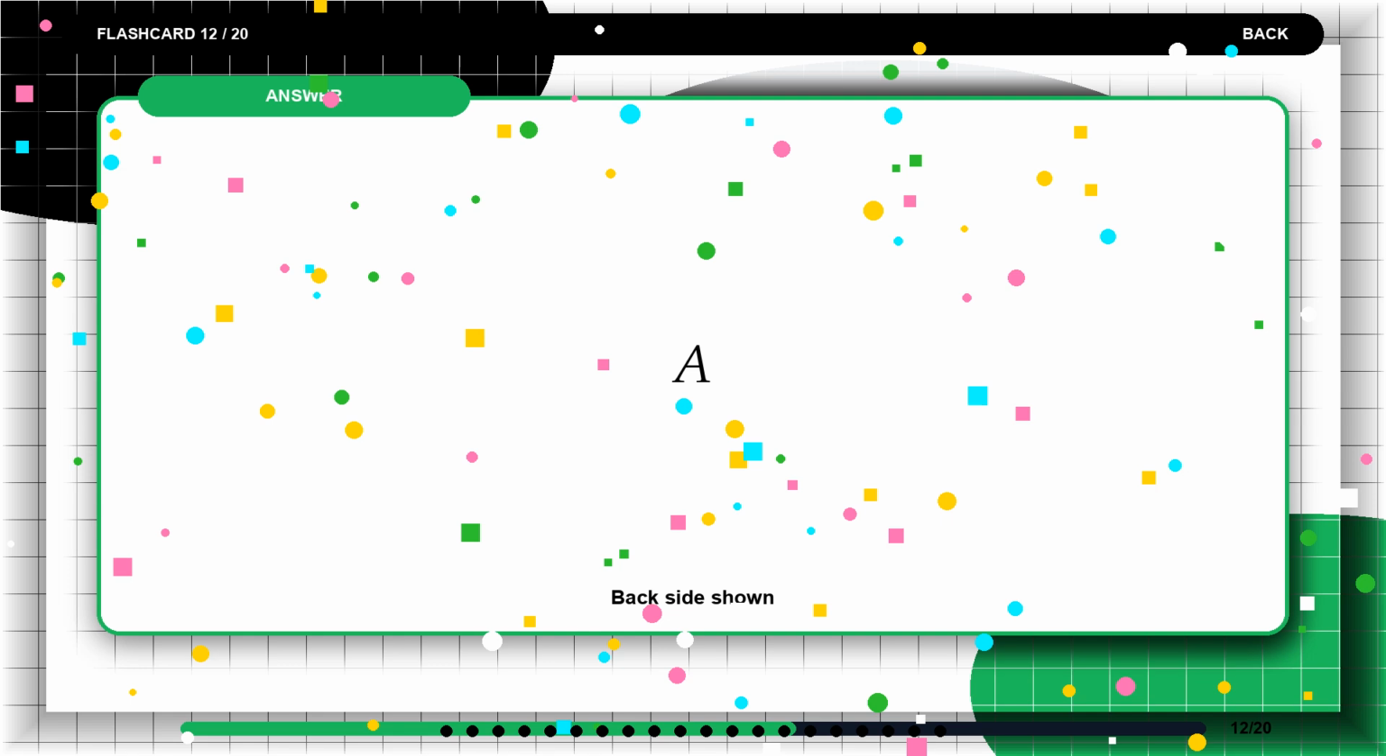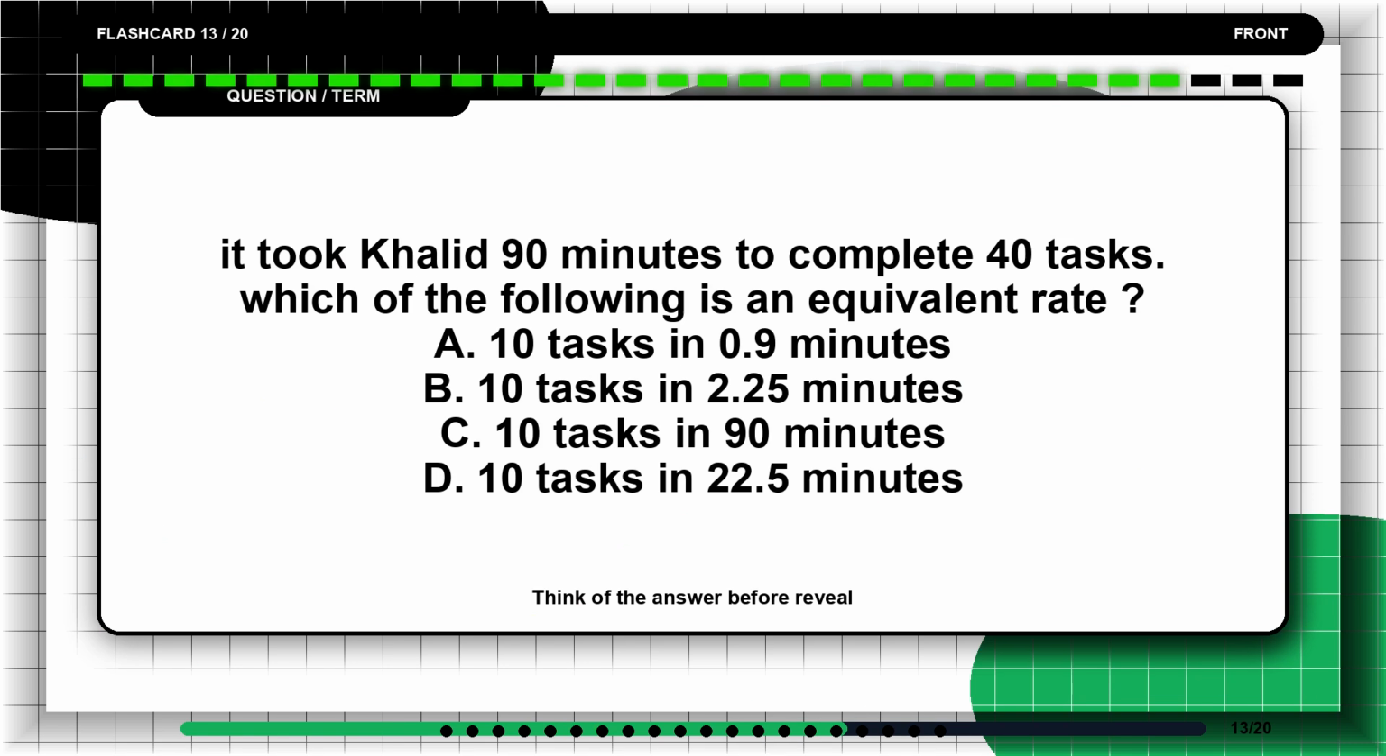The answer is D. Flashcard 13. It took Khalid 90 minutes to complete 40 tasks. Which of the following is an equivalent rate? A) 10 tasks in 0.9 minutes, B) 10 tasks in 2.25 minutes, C) 10 tasks in 90 minutes, D) 10 tasks in 22.5 minutes. Pause and think of the answer before the reveal.